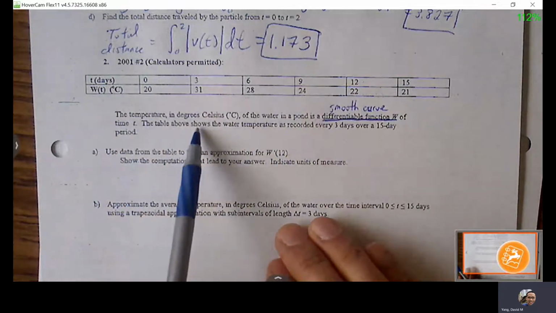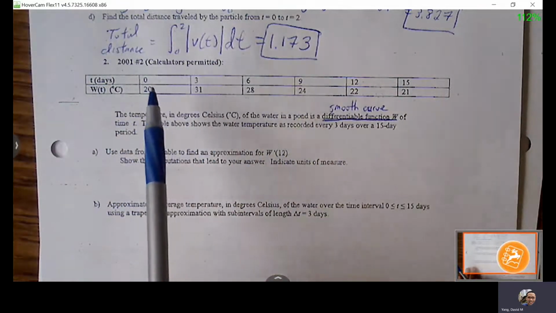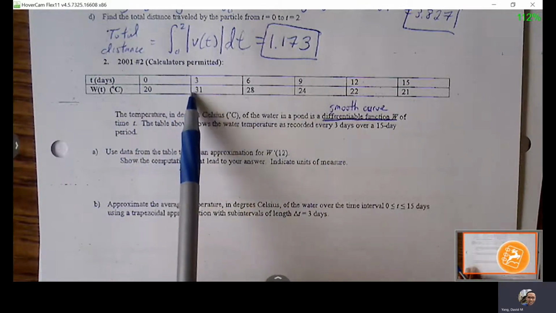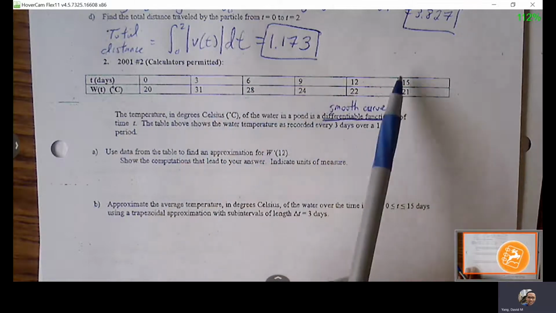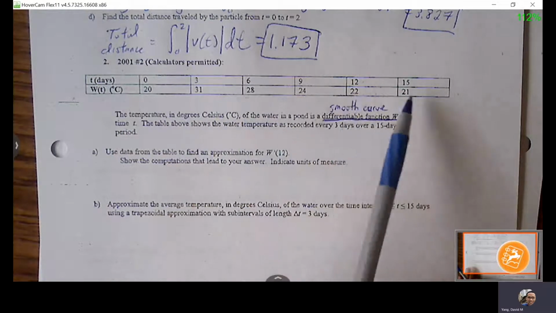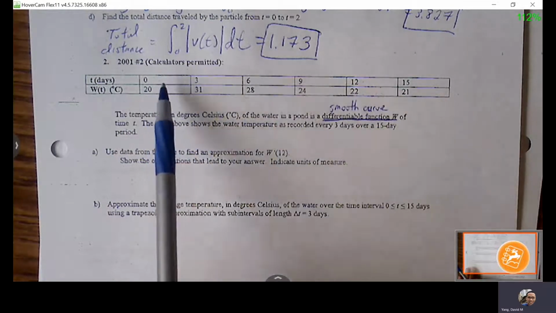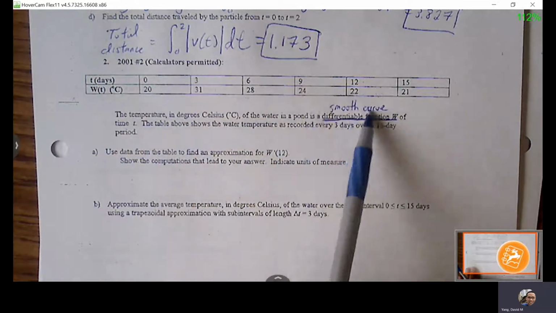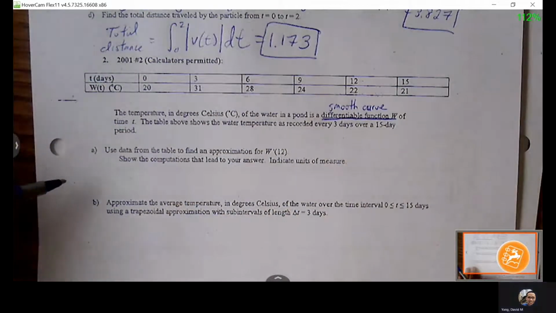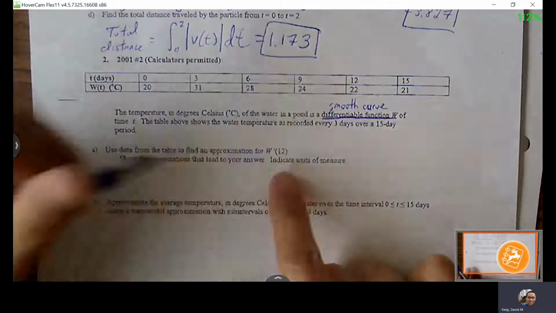So here, the table shows us the water temperature recorded every 3 days. On day 0, the temperature is 20 degrees. Day 3 is 31 degrees, and so on and so forth, and day 15 is 21 degrees. But we don't really know what's happening between the values that we don't see. They're just telling you that that's a smooth curve all the way through. Part A, use the data from the table to find an approximation for W prime of 12.